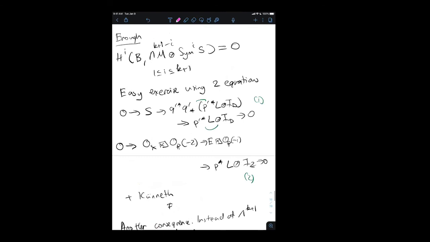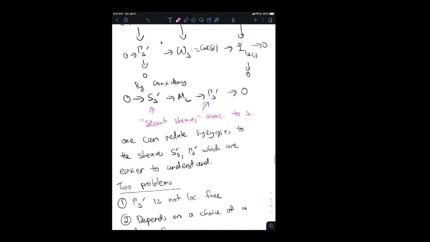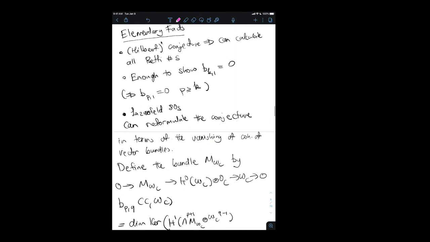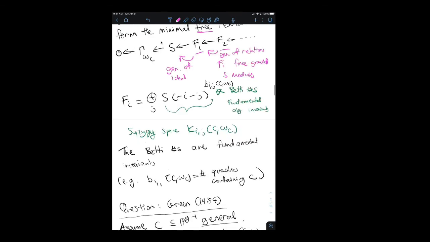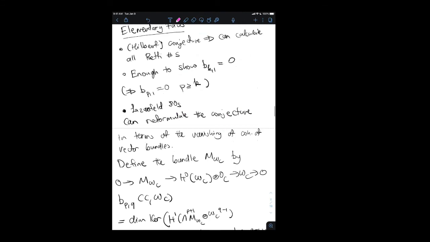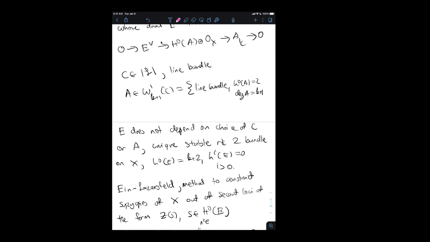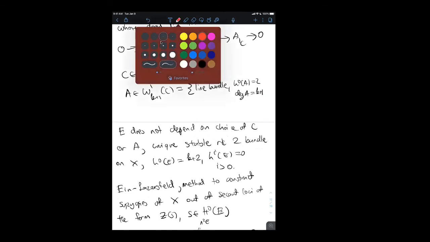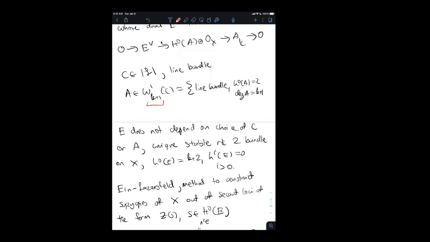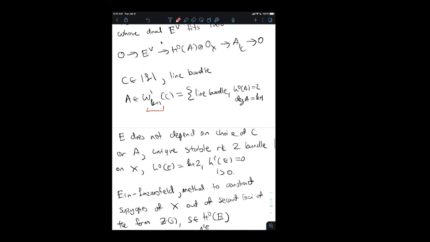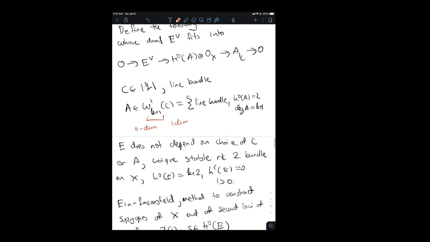Here, this bundle here. What happens in odd genus is the relevant space here. So for even genus, this space here, W1K plus one, is zero dimensional. For odd genus, it turns out that the relevant space is one dimensional, and that means that the vector bundle E is not unique.